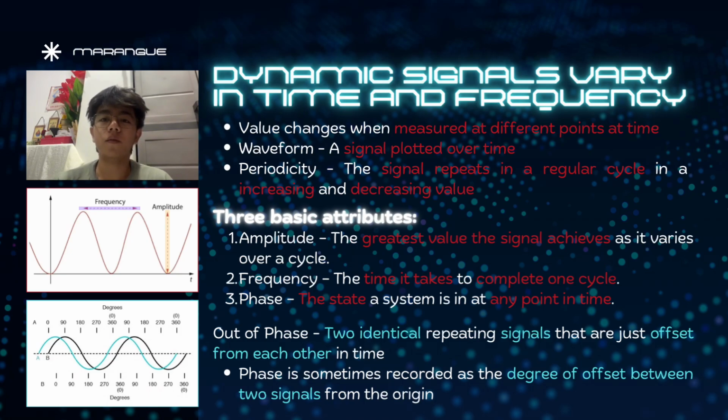And third, the phase tells us the current state of the system at any point in time. Out of phase is when we compare two identical signals that repeat, but one is slightly delayed. So as seen on the second image, both signals have the same shape and frequency, but they don't start at the same time. So blue went first, and then the black wave. So phase is often measured by the degree of this time offset from the origin, which helps us understand how signals align or differ over time.